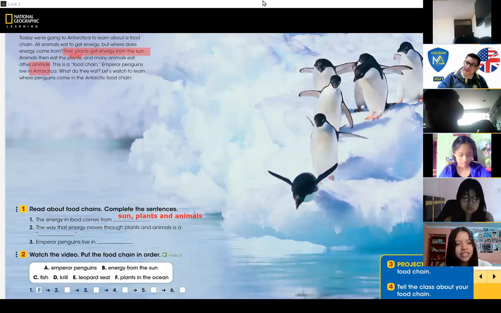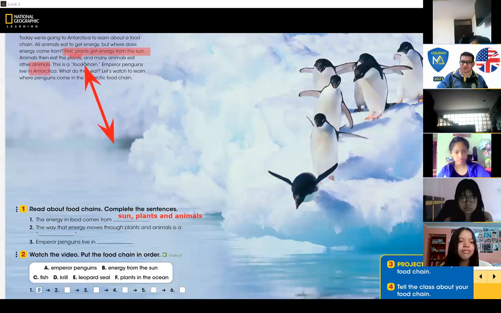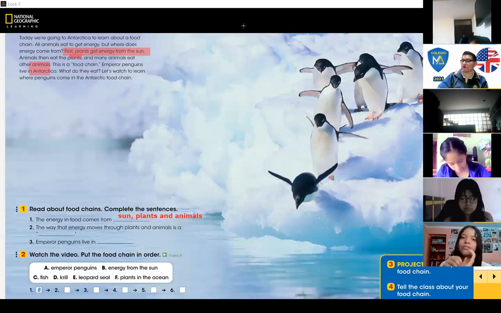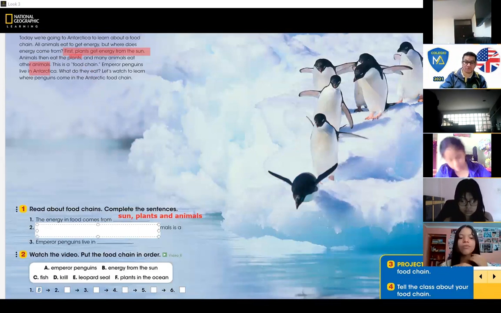Food chain. Food chain, right? Very good. That's the answer. The food chain is how energy goes from the plants to the animals and from the animals to animals. Yeah? Food chain.